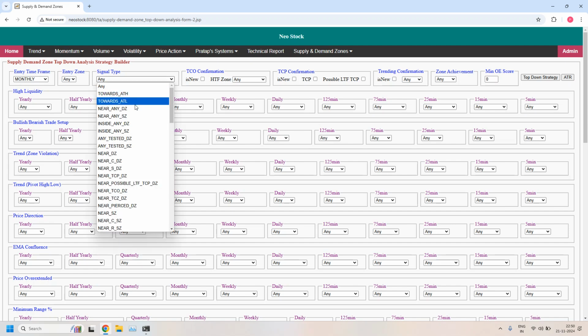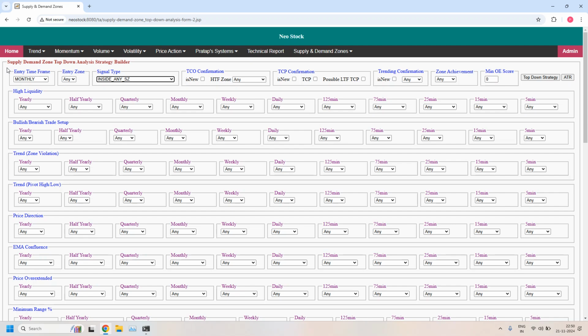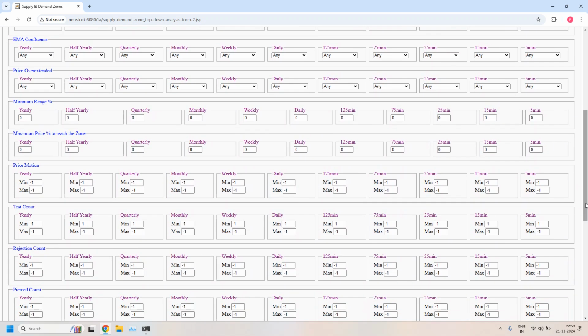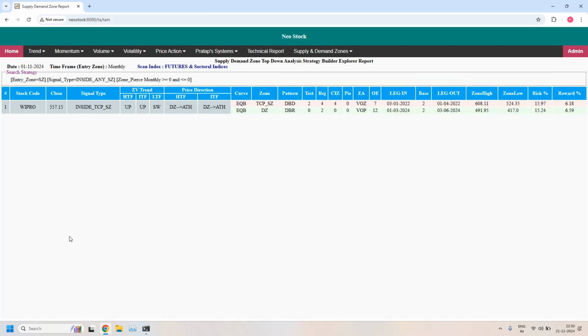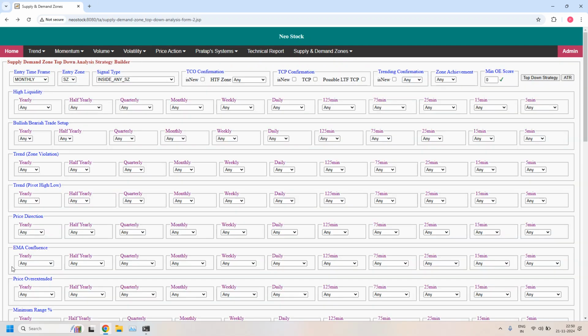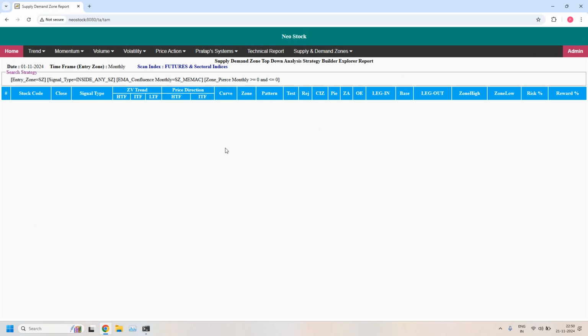Let's find the stocks with price closed inside monthly supply zone. And these monthly supply zones should not be pierced. So in the pierced count at monthly time frame, minimum value 0, maximum value 0. Let's filter the stocks. We got only one stock. Is this monthly supply zone having monthly EMA Confluence? Let's verify. The EMA Confluence at monthly time frame, monthly supply zone having monthly EMA Confluence, filter is enabled. So that is not filtered.